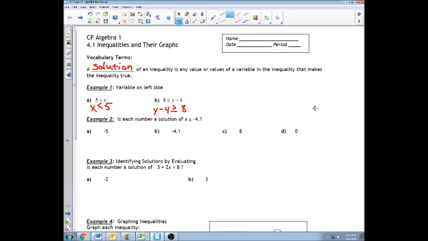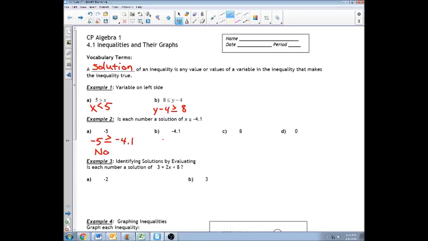Example 2, it's asking, is each number a solution of x is greater than or equal to negative 4.1? What it's asking us is to place the numbers from A, B, C, and D in for x and see if that is greater than or equal to negative 4.1. So if I put negative 5 in for x, is negative 5 greater than or equal to negative 4.1? In this case, no, it is not, because negative 5 is less than negative 4.1. So no, it is not a solution.